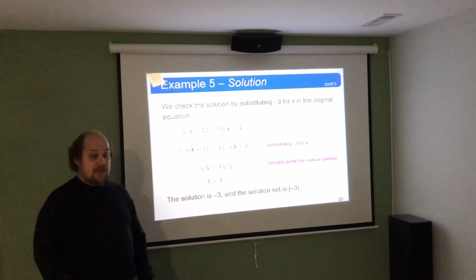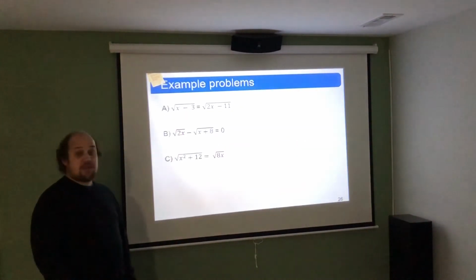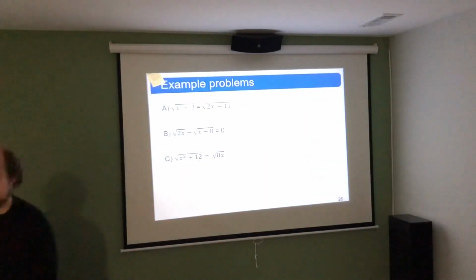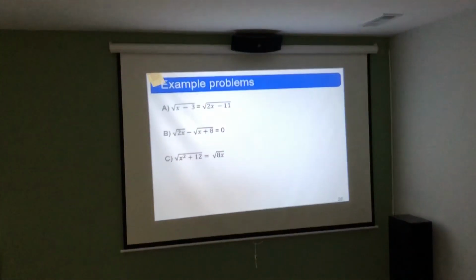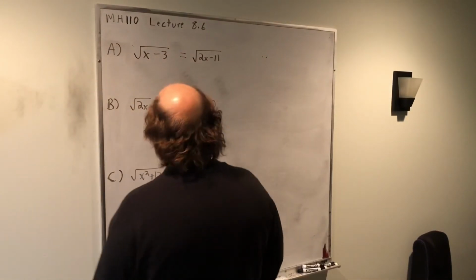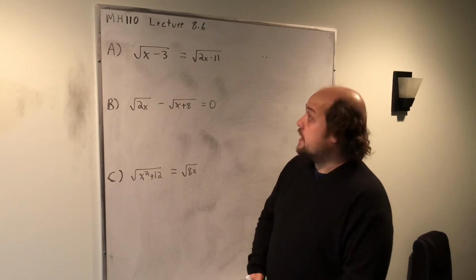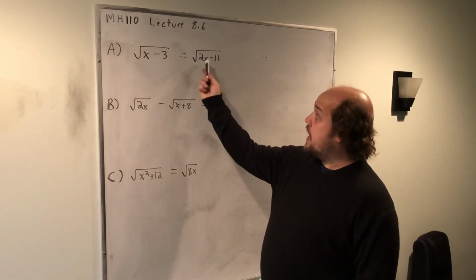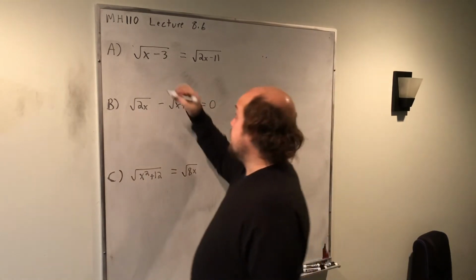I'm going to finish by showing these example problems on the whiteboard. When there's two roots in the problem, we want to get one to either side and then square both sides. So in example A, we already have one root on either side. We can jump right to squaring.